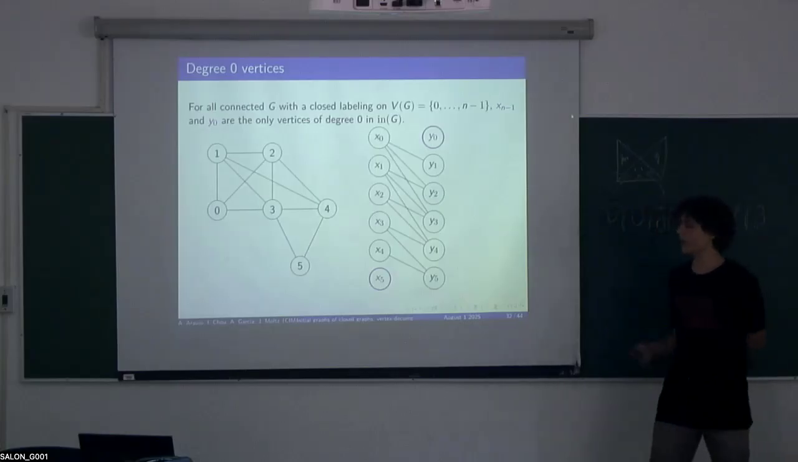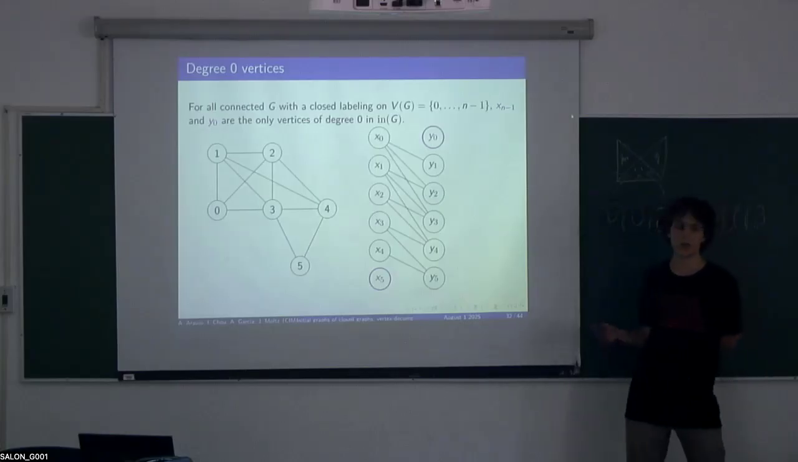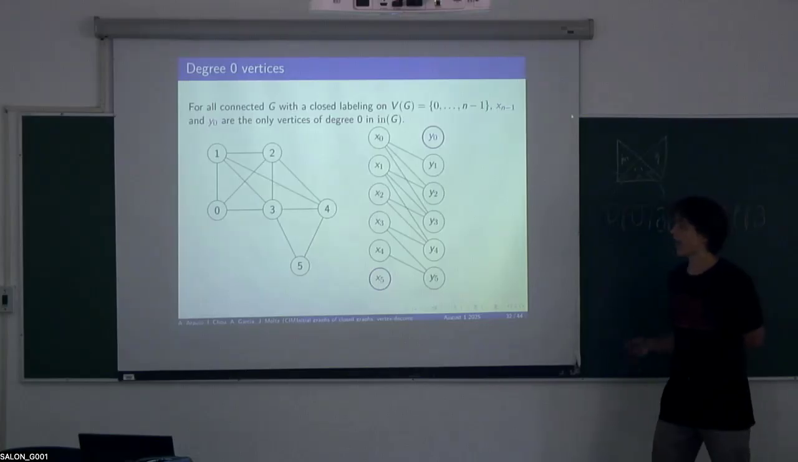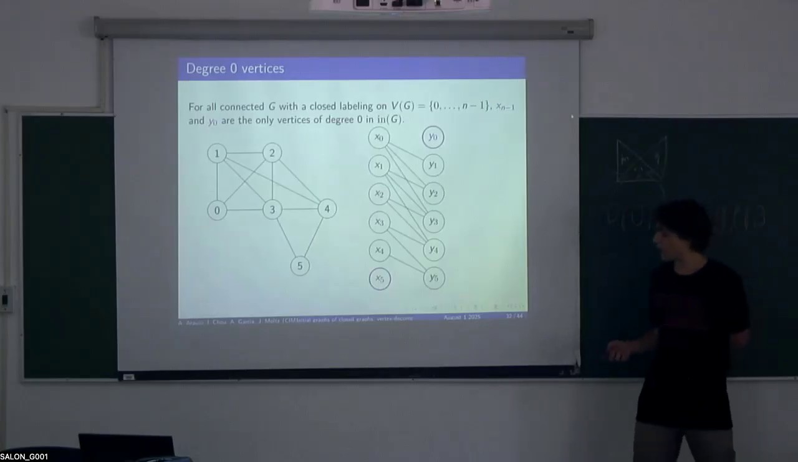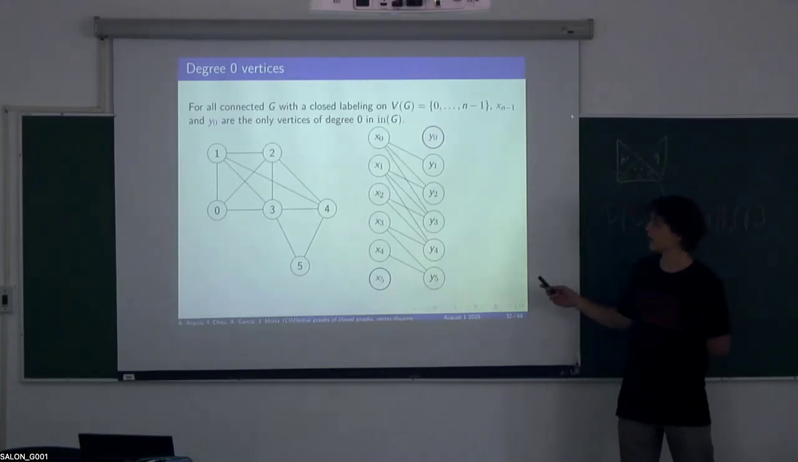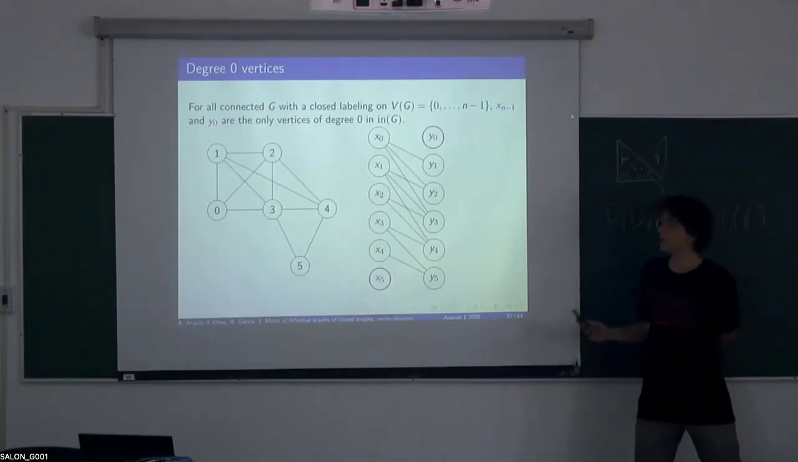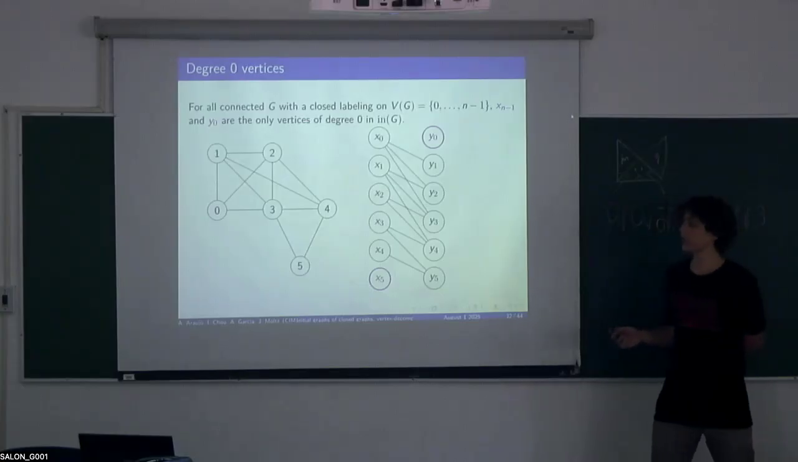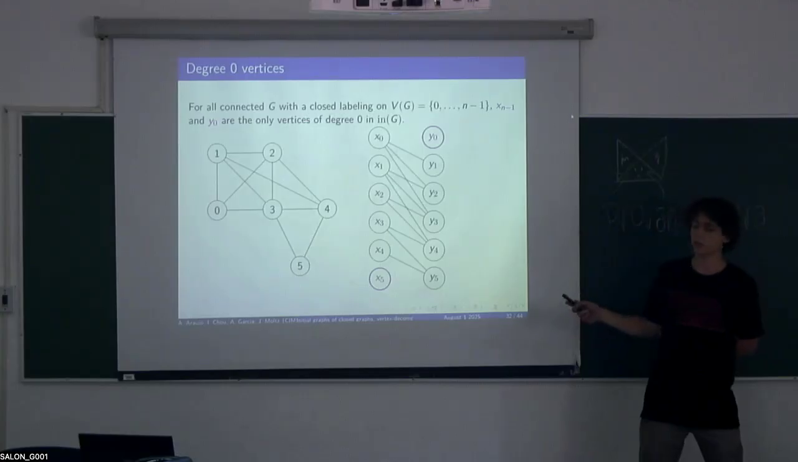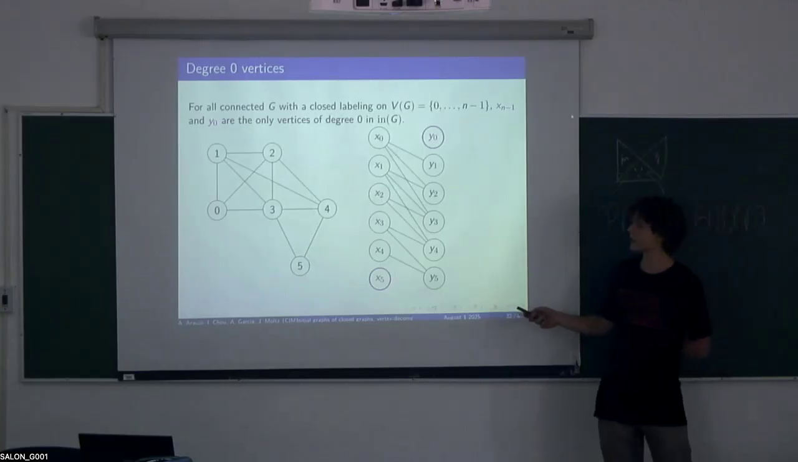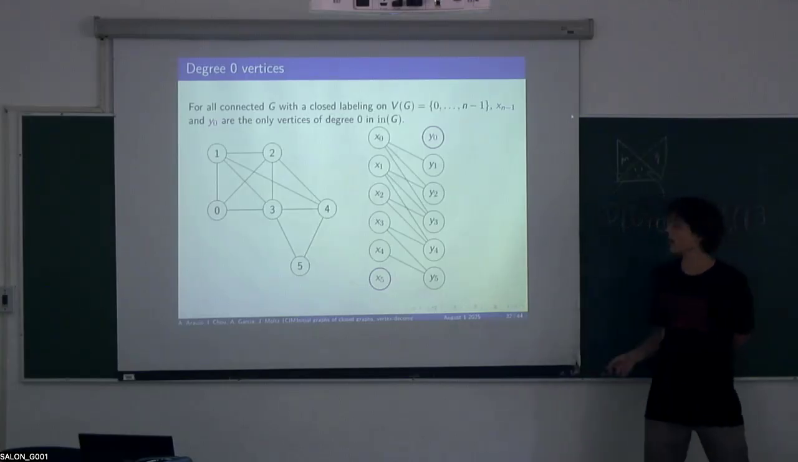So we're going to study the combinatorial properties of an initial graph G, where G is connected and has a closed labeling. One of the most immediate properties that jumps out to us is that in any initial graph, there are exactly 2 vertices of degree 0. And if our graph G has vertices labeled 0 through n-1, we actually know the labeling of these vertices. We know that the vertex xn-1 in the initial graph must have degree 0. We also know that the vertex y0 in the initial graph must have degree 0.